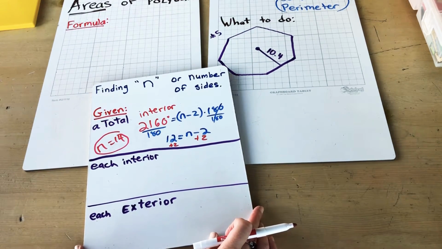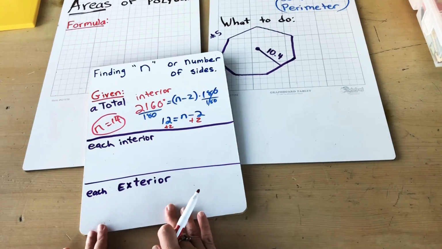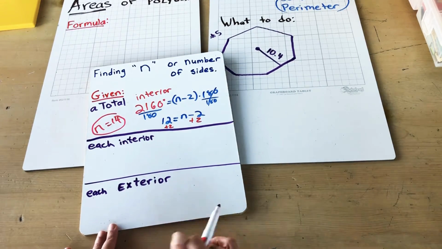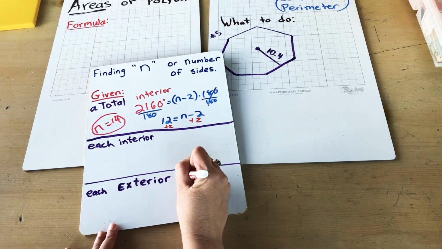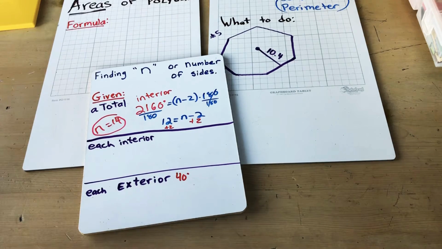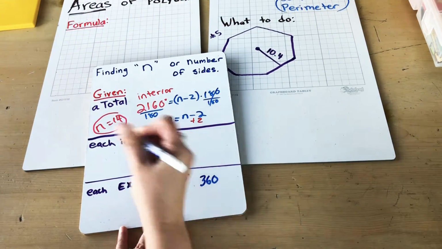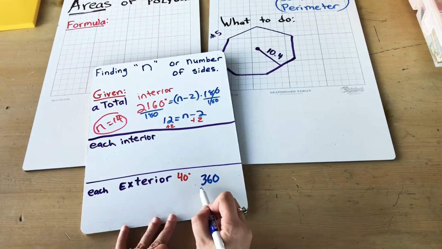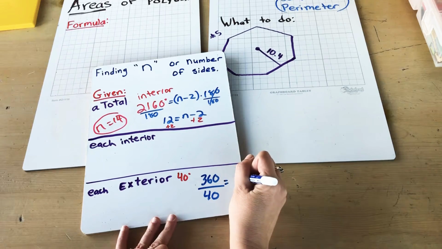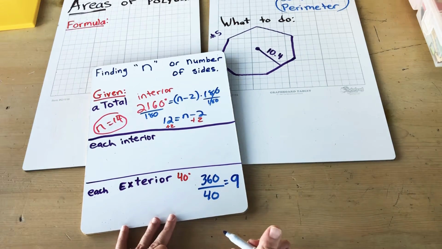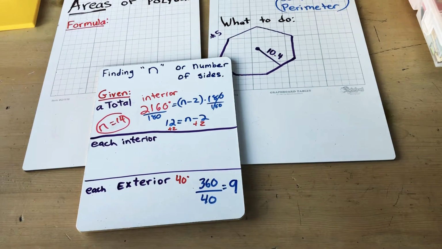Okay, given each interior or each exterior, I'm going to do exterior first, because it's really easy. So say you're told each exterior angle is 40 degrees, find the n. All you have to do, total's 360 in all exterior shapes, and divide by the 40. So I divide by 40 and I get 9. Done, 9 sides. If each interior is given, it's a little bit more tricky.